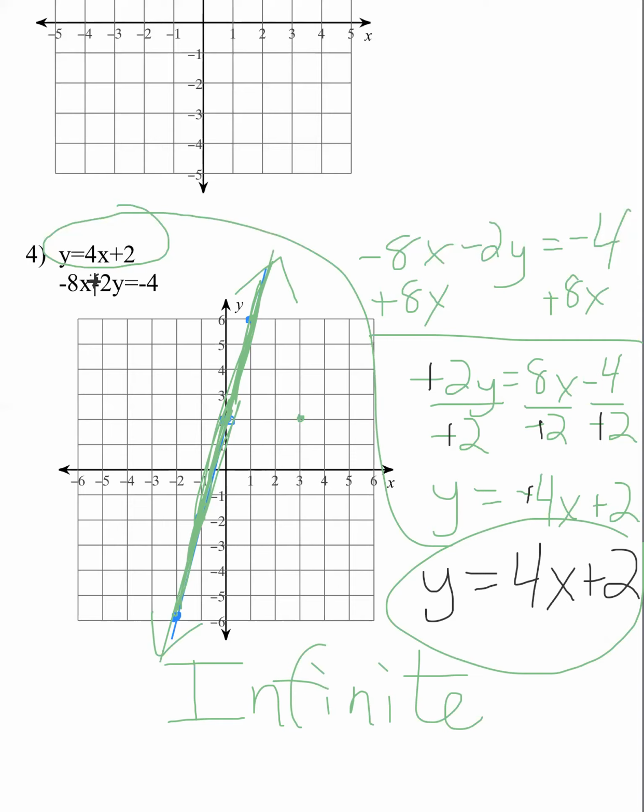It does include, let's see, 0, 2. It includes 1, 6. It includes, I kind of drew over my dots, but I think -1, -2 is an answer. There's tons of them. You can keep going forever, but you won't have every single ordered pair in the whole wide world. Does that make sense? I hope so.